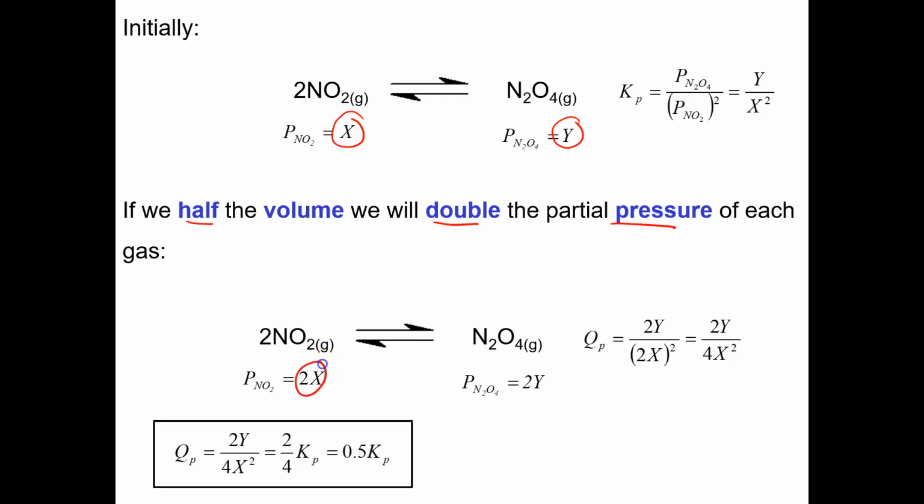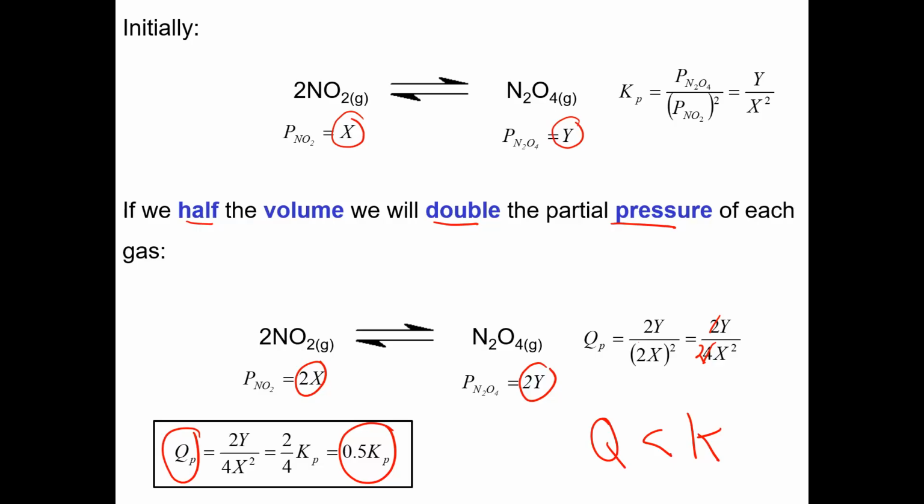And now we've halved the volume and thus doubled the pressure, which means that Q is now going to be 2Y over 2X squared, which is 2Y on 4X squared, or we can say that that is Y on 2X squared. So what has happened to the value of Q? Well, Q is equal to 1/2 of Kp. That is, Q is less than K. So the result of halving the volume is that Q is now less than K.